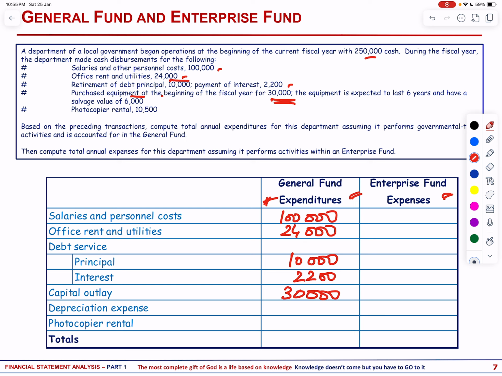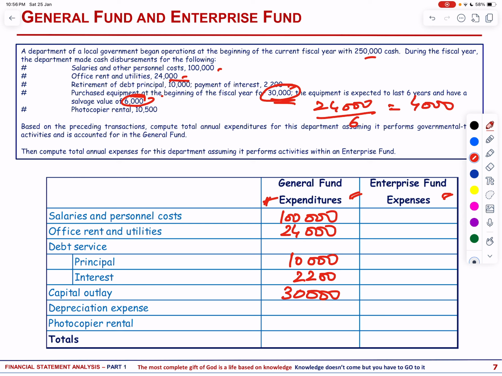Then we have a depreciation expense, and you can see depreciation. This will be obviously an expenditure. Also, 30,000 minus the salvage value of 6,000 makes 24,000, and divided by the number of years, 6, that makes 4,000 as such depreciation expense, but we will talk about that in a minute.